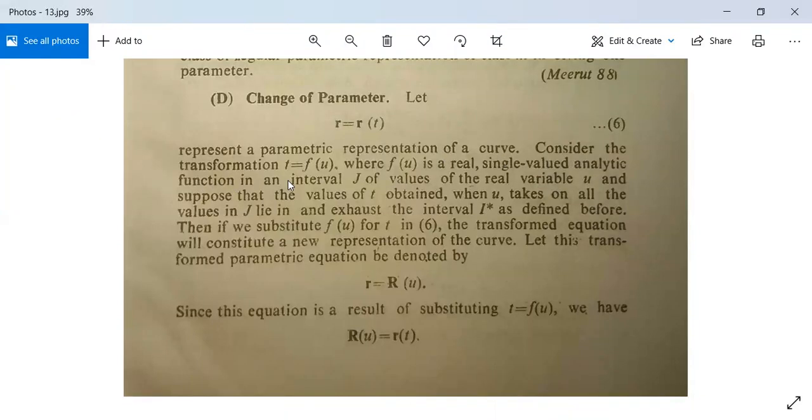Consider the transformation t is equal to f(u), where f(u) is a real single valued analytic function in an interval J of values of the real variable u. And suppose that the values of t obtained when u takes on all the values in J lie in and exhaust the interval I star as defined above.